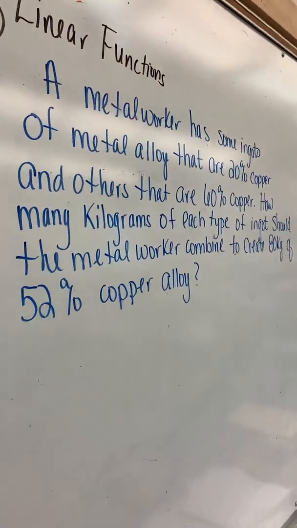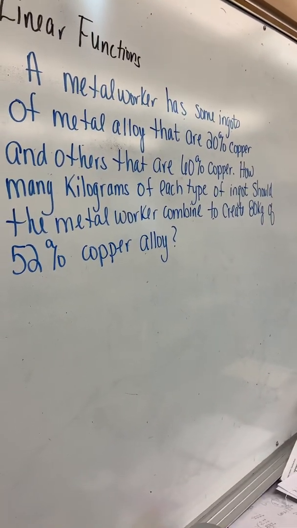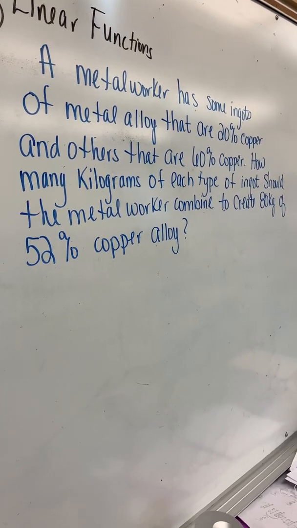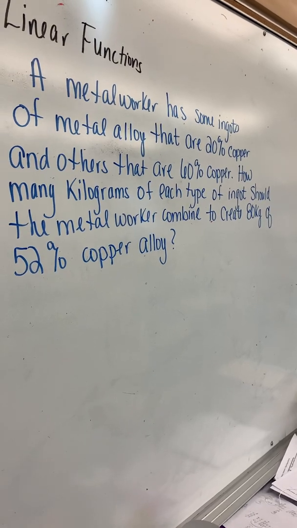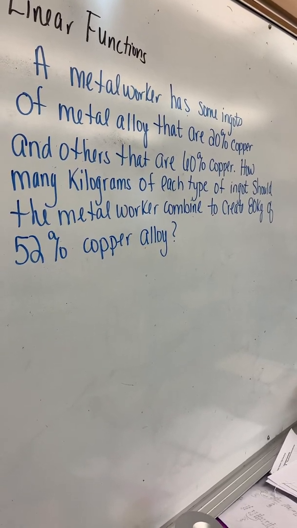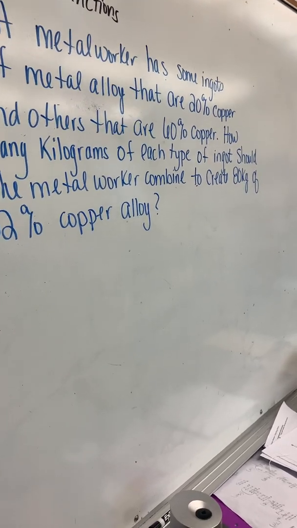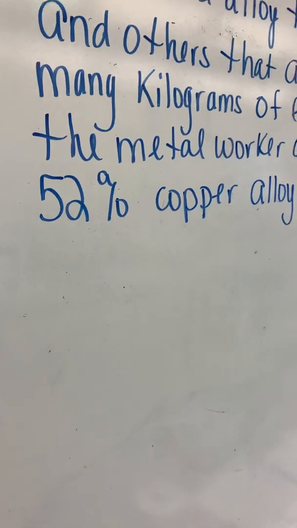A metal worker has some ingots, little clippings, little shavings of metal alloy that are 20% copper and others that are 60% copper. How many kilograms of each type of ingot should the metal worker combine to create 80 kilograms of a 52% copper alloy? So, your question.